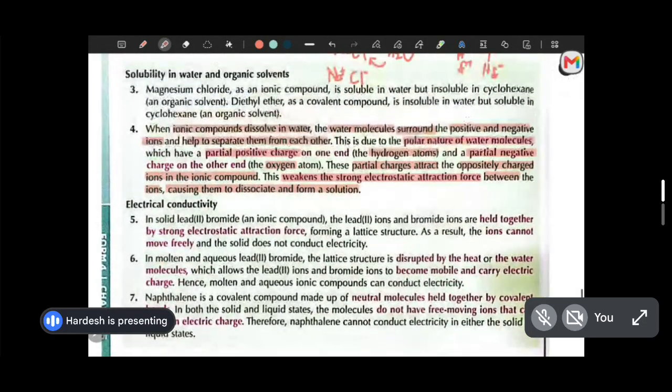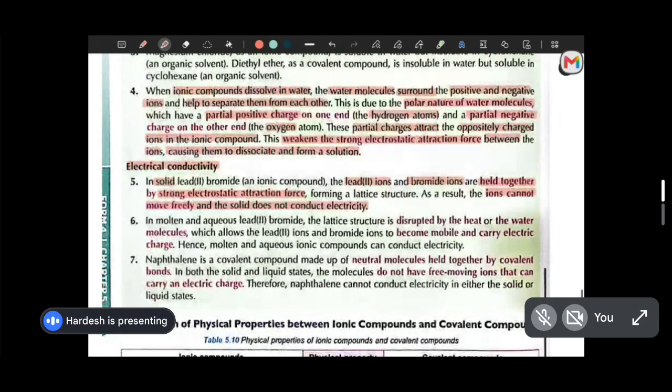Then we look at lead-2 bromide, for electrical conductivity now, okay? Lead-2 ions, bromide ions, held together, forming a lattice structure, you don't need to know, okay? Ions cannot move freely. Solid does not conduct electricity. This is in solid form. So that's why I told you in solid form, held together by ionic bonds. Molten and aqueous, disrupted by the heat or the water molecules.